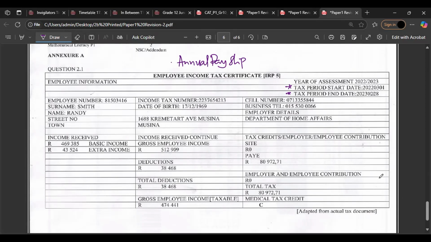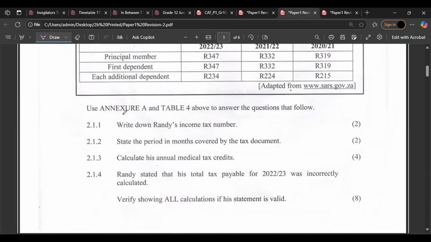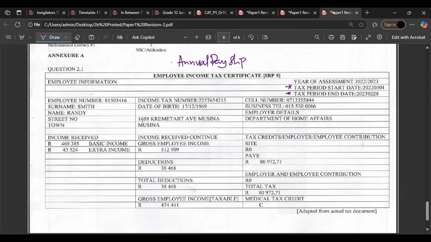Now from here, we need to analyze what it is. Usually there are some codes. Other times there are no codes to identify what you're looking at, but there are titles that you have to take note of. There are words around there. Okay, let's look at the questions here. Write down Randy's income tax number. Such questions you should not miss. Now, the tax number, you come to the table here, you look for the tax number, and I believe the income tax number is this one here.